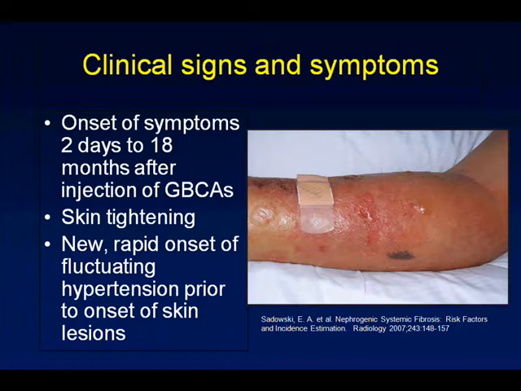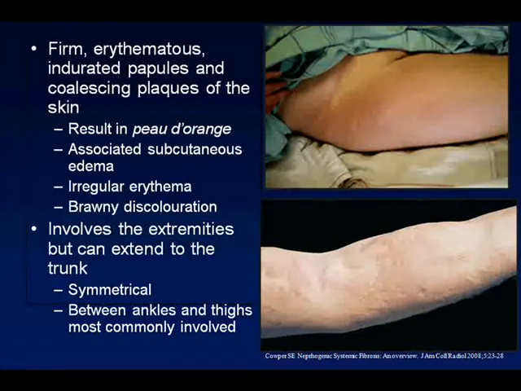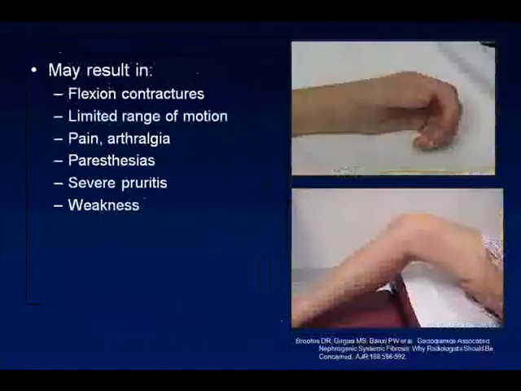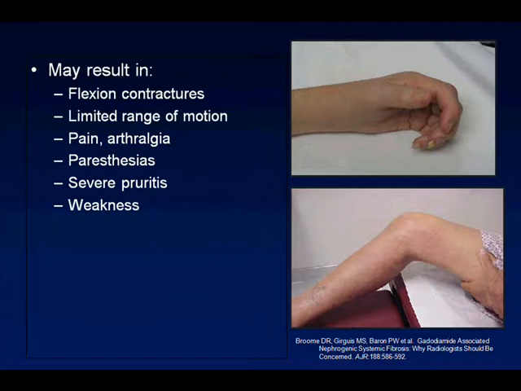So clinically, the symptoms can develop as early as 2 days after GAD injection or even up to 18 months. They can present with rapid onset of fluctuating hypertension and skin tightening. The skin manifestations can be seen as firm erythematous indurated papules. They can coalesce into plaques. You can get a peau d'orange appearance and a brawny discoloration. It mainly involves the extremities, but can involve the trunk as well. It can be debilitating. It can cause flexion contractures, which limit range of motion. You get pain, paresthesia, and weakness as a result as well.